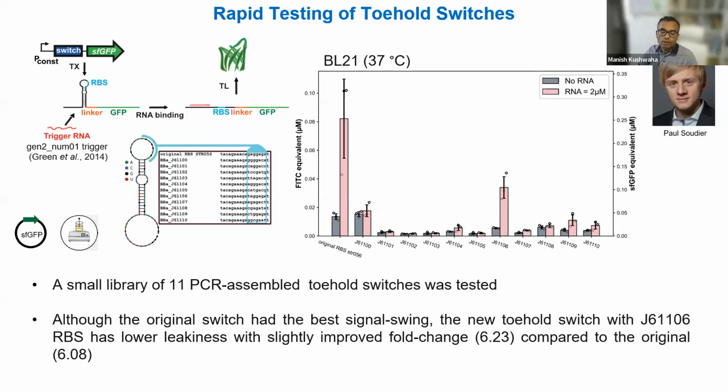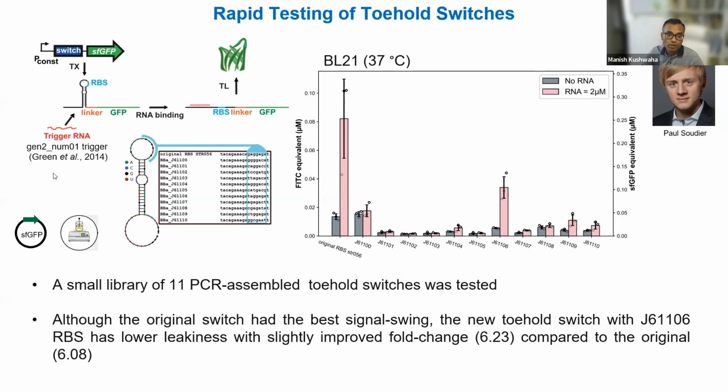Right. So now that we had a notion of why our system was working, and we had tested it through different lysate preparation methods with different backgrounds of the parentals, even different temperatures, we wanted to see whether we can use our new lysates to do some rapid prototyping. And in this case, we chose a small library of 11 PCR assembled toehold switches.